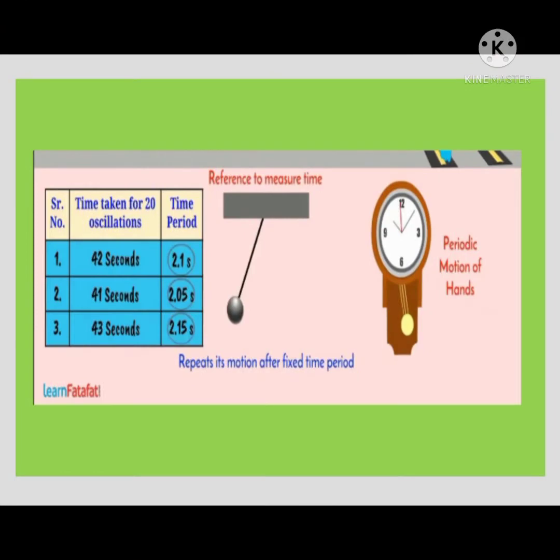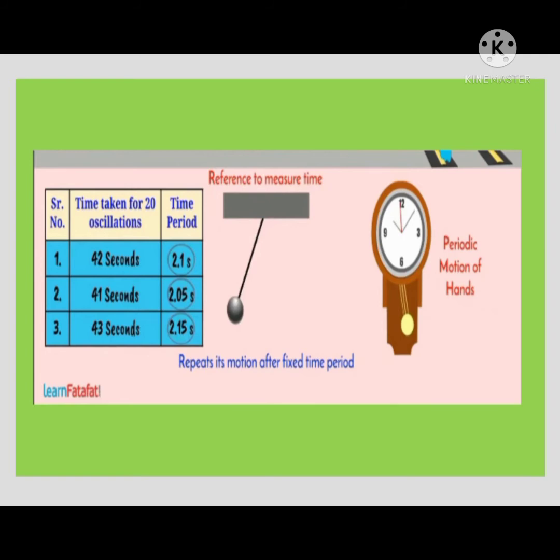The given table provides the time period of a simple pendulum. The time taken for 20 oscillations in the first case is 42 seconds. So what is the time period here? Here the time period is equal to 42 by 20, that is equal to 2.1 seconds.